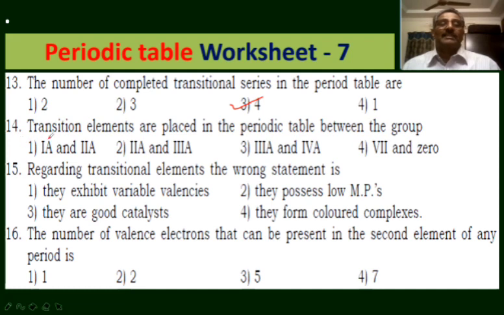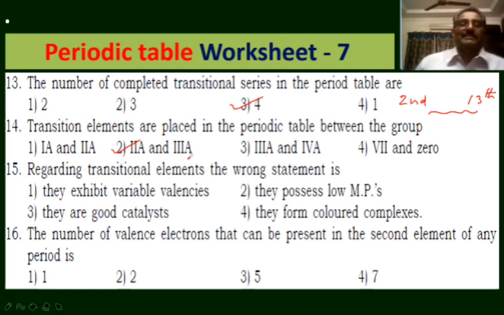14th question. Transition elements are placed in the periodic table between the second A group and the third A group. The second A group is the second group and the third A group is the 13th group. In between the second group and the 13th group, that is the second A group and the third A group, the transition elements are kept in the periodic table. So the second option is the right option.